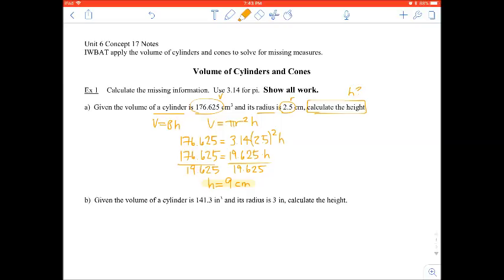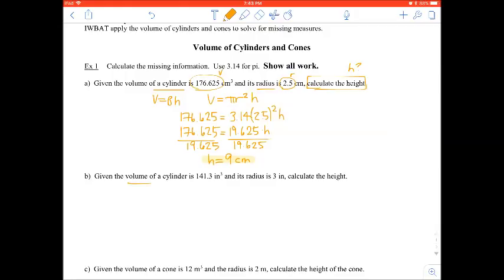And so maybe you want to pause the video and try the next one on your own. There is one more example with the cylinder. I'm going to go ahead and talk through it. Volume we are given is 141.3, and it does say a cylinder, so we're going to use volume equals pi r squared h. We're given the radius is 3, and we need to figure out the height. We don't know that. So plugging in what we do know, 141.3 equals 3.14 times 3 squared times h. Good, we don't know the h, so that's our only unknown.